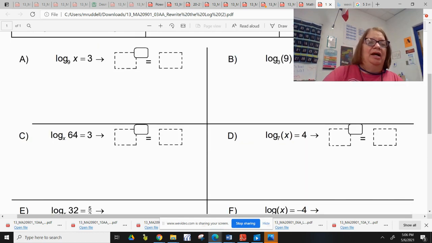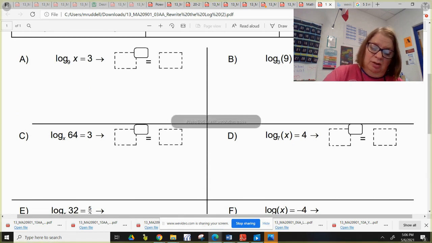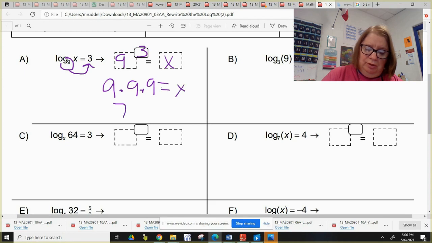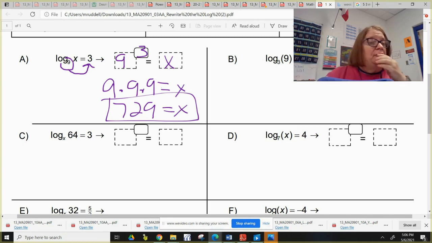Log base 9 of x equals 3. We're going to rewrite it and then figure out what x is. So when we rewrite it, this base, the 9, goes here, kind of makes a circle. That exponent is the one that's isolated. So 9 to the third power equals x. That means 9 times 9 times 9, which is 729. Okay, that one's not on your powers chart, but you could use a calculator and do 9 to the third power, or you could use a calculator to do 9 times 9 times 9.